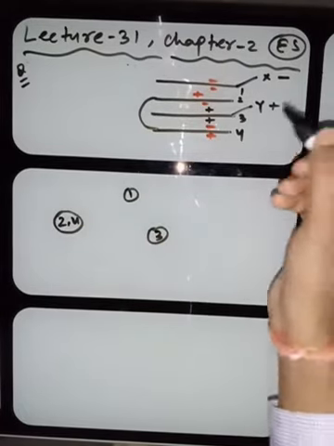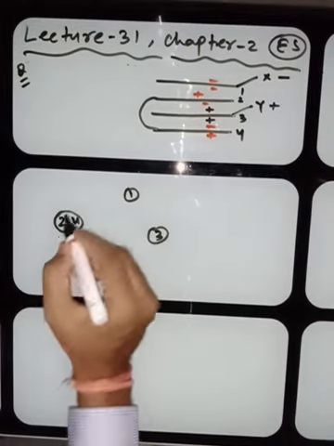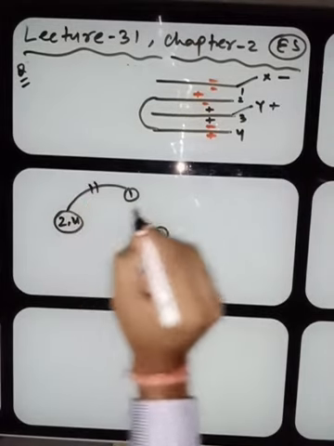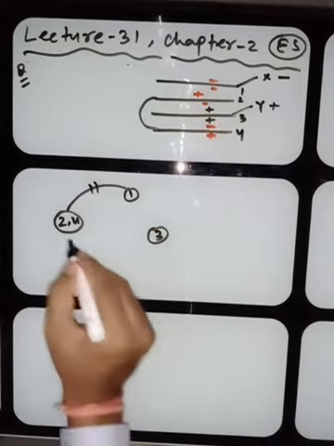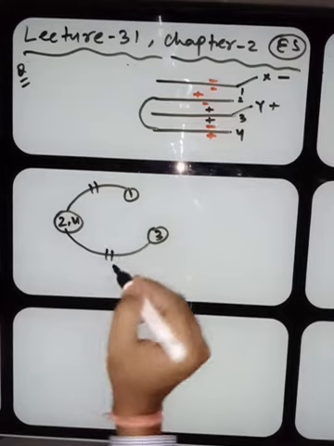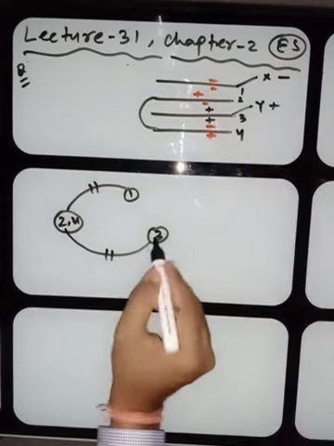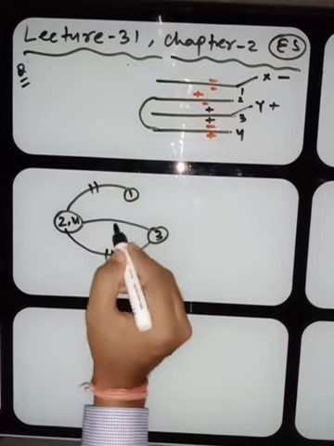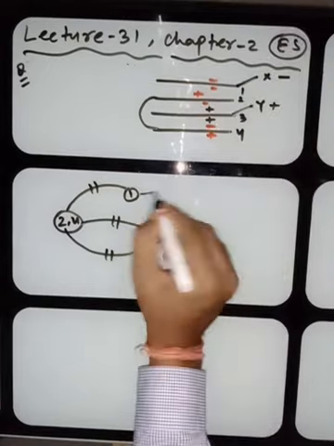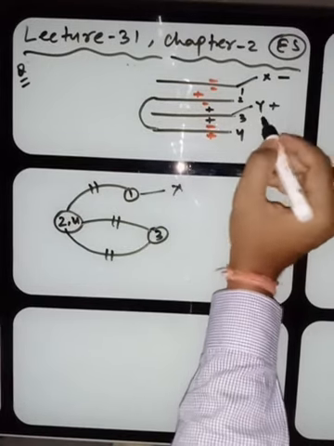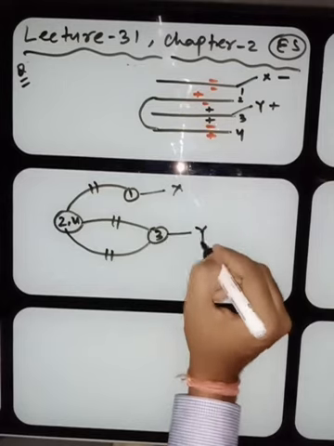Now, find out the capacitor. Between 1 and 2, there is 1 capacitor. Between 2 and 3, 1 capacitor. Between 3 and 4, 1 capacitor. Now, find out the terminal. Terminal from 1, X. From 3, it is the second terminal, Y.